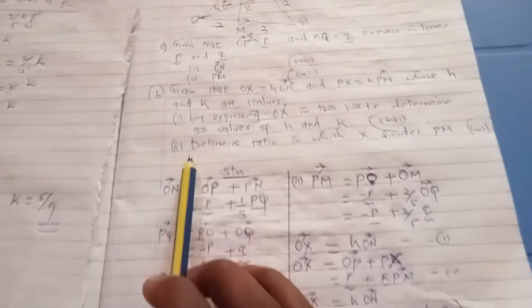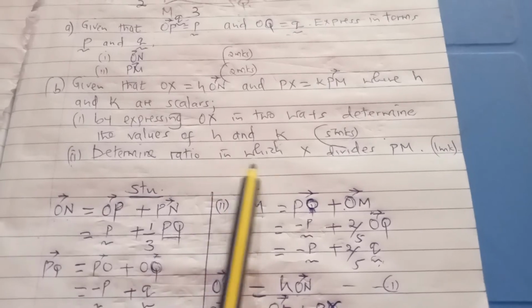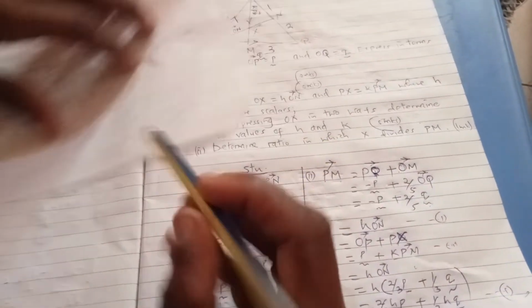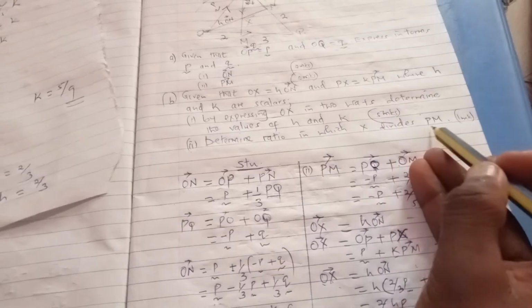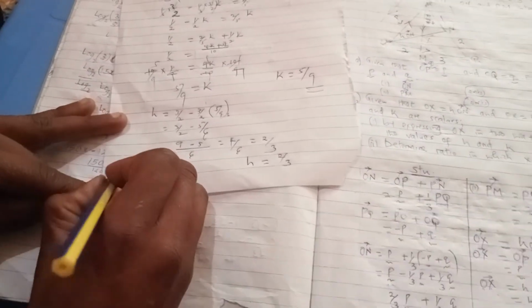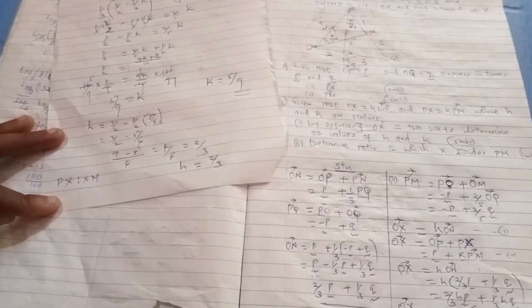So then the other question is to determine the ratio in which x divides pm. What we are supposed to do here is write the ratio. Because it is x that is dividing pm, the ratio that we want is px is to xm. You remember in the introduction, px is to xm.